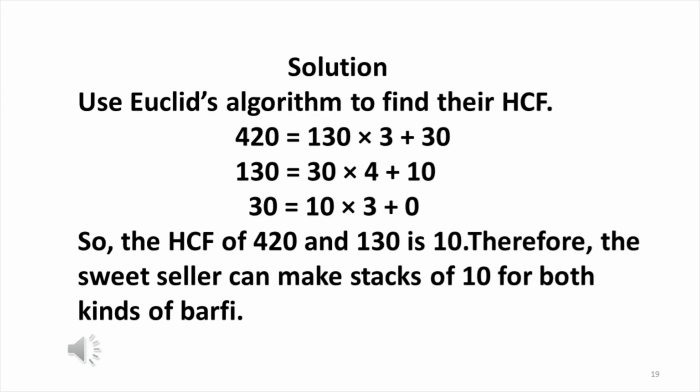Solution: Use Euclid's algorithm to find their HCF. 420 equals 130 times 3 plus 30. 130 equals 30 times 4 plus 10. 30 equals 10 times 3 plus 0. So, the HCF of 420 and 130 is 10. Therefore, the sweet seller can make stacks of 10 for both kinds of barfi.